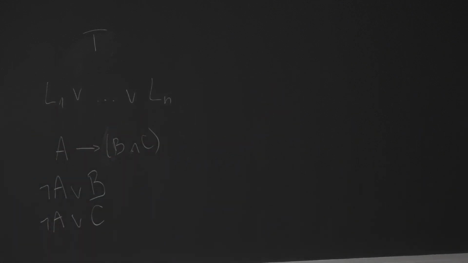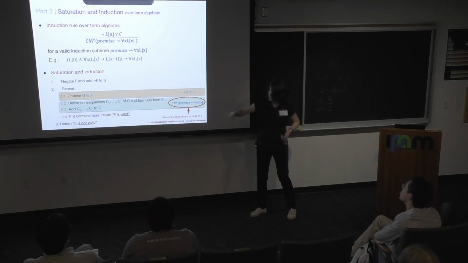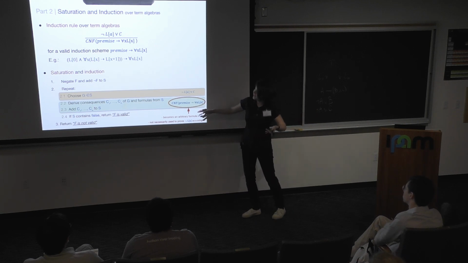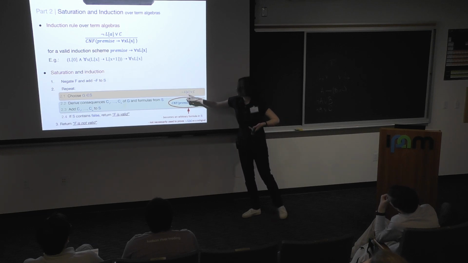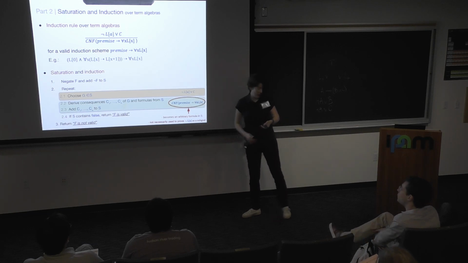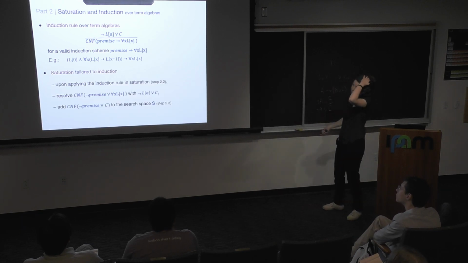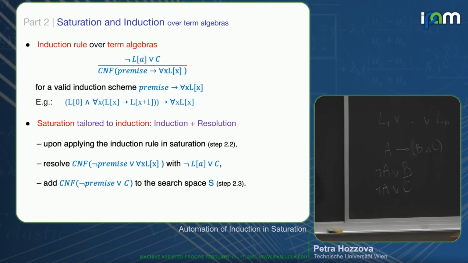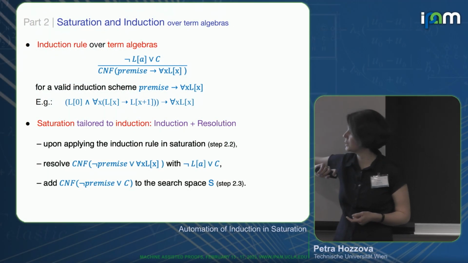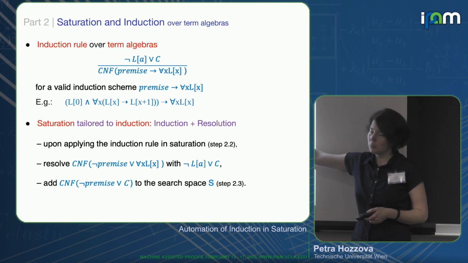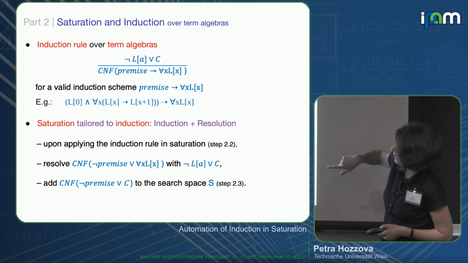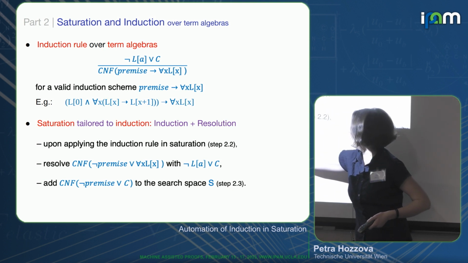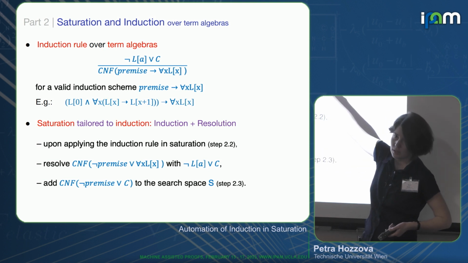So yeah, here we end up with some set of clauses that we add to the search space. But yes, there is no guarantee that these will be chosen next and that they will be immediately used to resolve away this not LA. So our solution to this is to tailor the saturation process to induction. And we're doing that by combining the induction step with an immediately following resolution step. So when we apply the induction rule, then we immediately take the clausal normal form of the induction scheme here and immediately resolve it with the original premise of the induction rule.